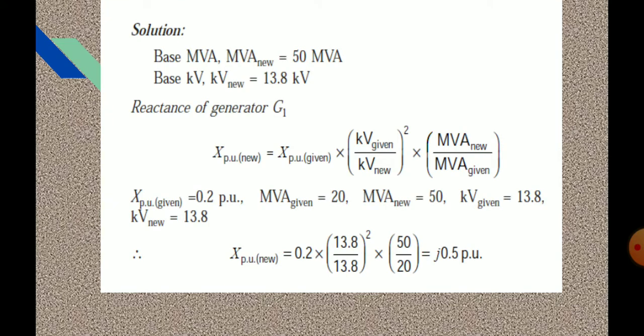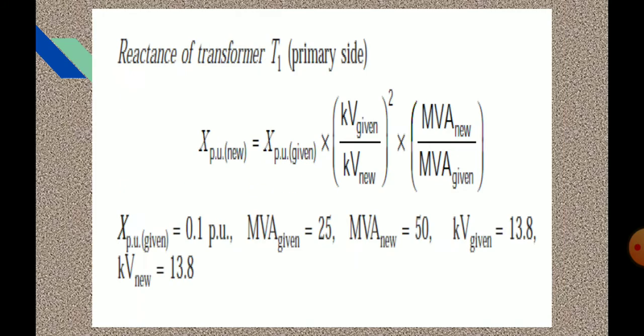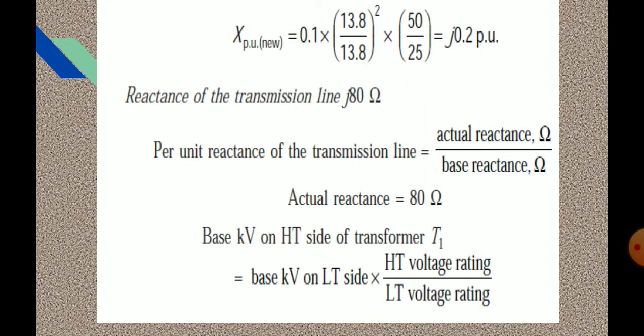Here, using the same formula, we are going to substitute. For generator 1, all the parameters are given with the correct units, so directly we take and substitute in the formula. We will get the value as 0.5 per unit. For transformer 1 primary side also, the values are given directly, so by substituting this we will get 0.2 per unit.